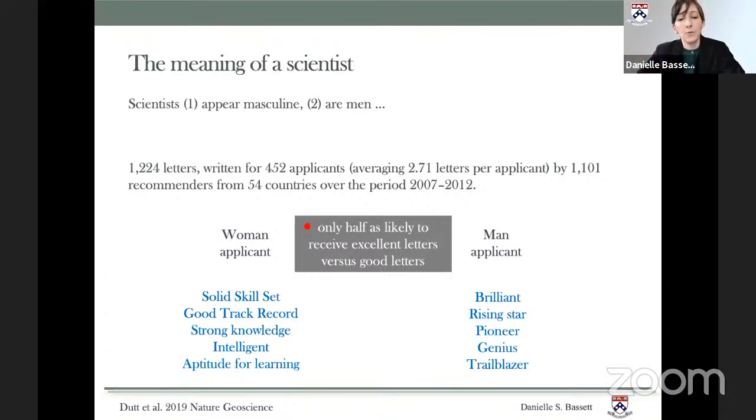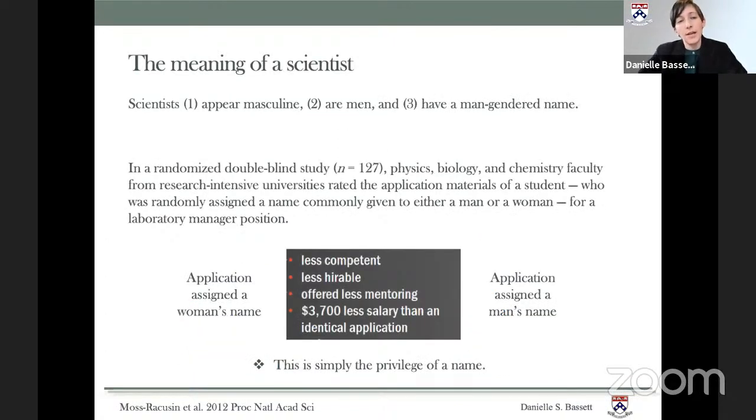And what they found was that women applicants were only half as likely to receive excellent recommendation letters versus good letters. And the women applicants were commonly described as having a solid skill set, a good track record, strong knowledge. They were described as being intelligent and having an aptitude for learning. In contrast, the majority of the man applicants were described as being brilliant, a rising star, a pioneer, a genius, and a trailblazer. The third and final study I wanted to mention to you indicates that our shared expectation is not just that scientists appear masculine or are men, but also have a man-gendered name.